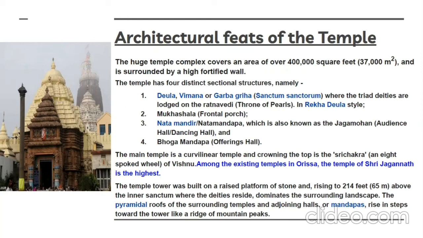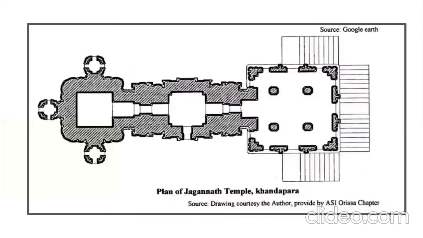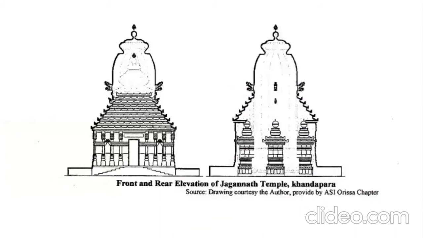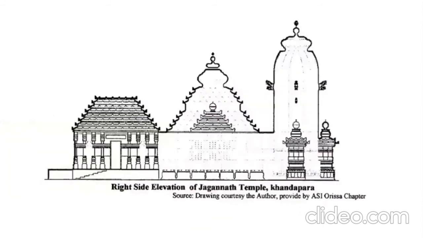The main temple is a curvilinear temple and is crowned at the top with the Sri Chakra, which is an 8-spoke wheel. Here we have a plan form of the temple, which is being evaluated from the temples of the 6th and 7th century. Next, we have a front and a rear elevation of Jagannath Temple. Moving ahead, we have a right elevation of the Jagannath Temple.